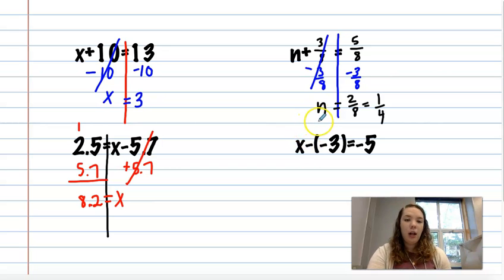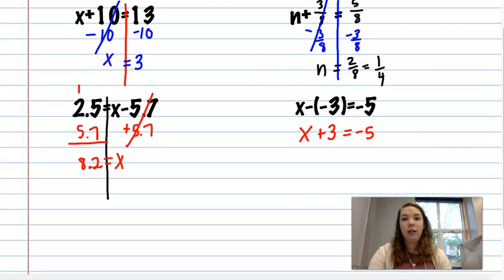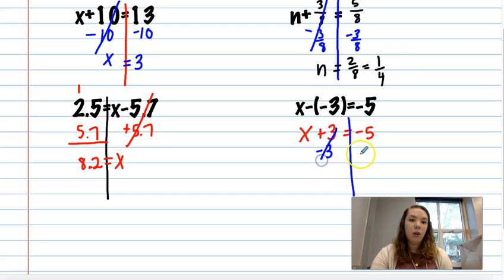So here, this goes back to our integer operations we were talking about yesterday. Subtracting a negative is the same as adding a positive. So I'm going to rewrite that first thing, because then it's easier to deal with. And then I'm going to do the opposite. The opposite of adding 3 is subtracting 3. Here, they're both negative, same sign, sum. So -8 is our solution.